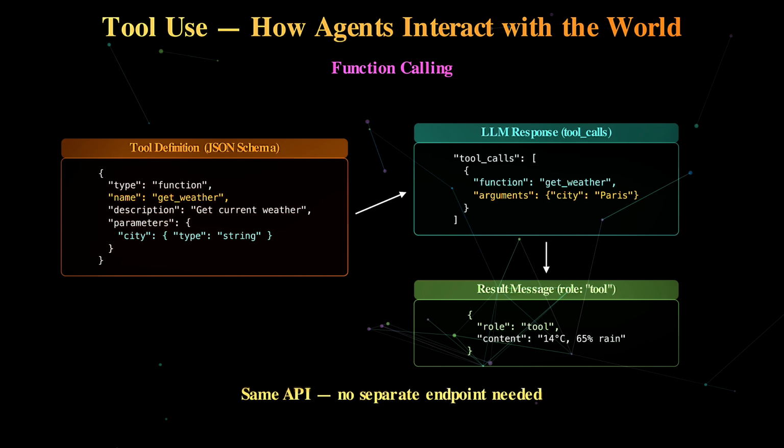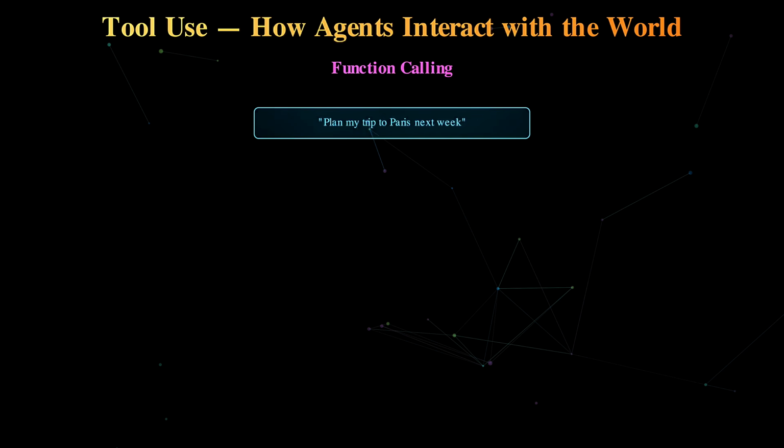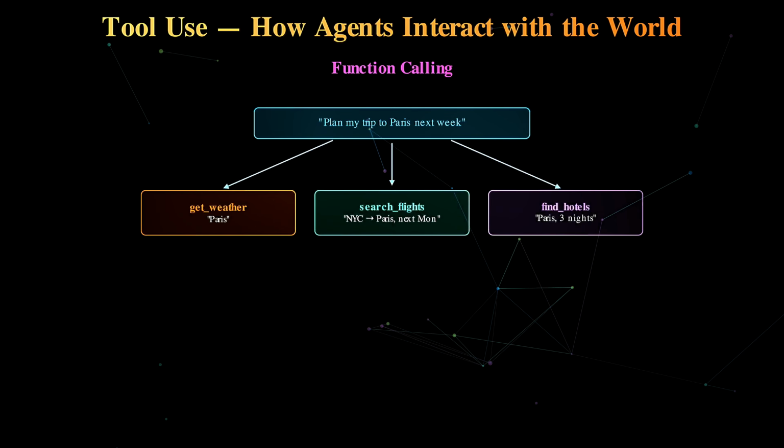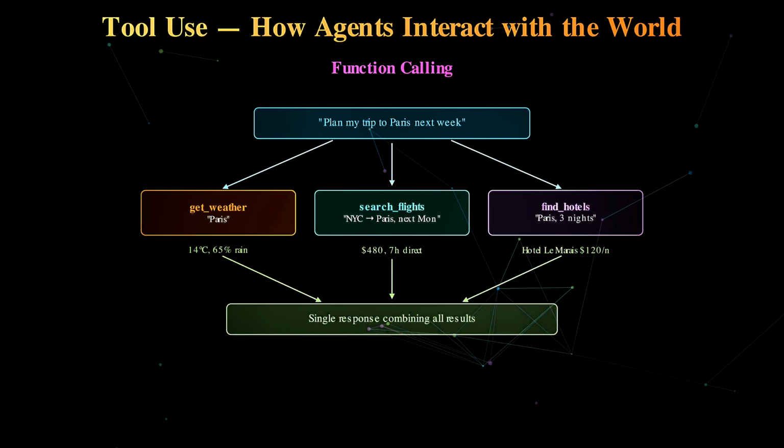No separate endpoint needed. Modern LLMs also support parallel tool calls. If the user asks, "Plan my trip to Paris next week," the model can return 3 tool calls at once: getWeather, search flights, and find hotels. You execute all of them in parallel, send all results back together, and the model composes a single response. This dramatically speeds up multi-tool tasks.